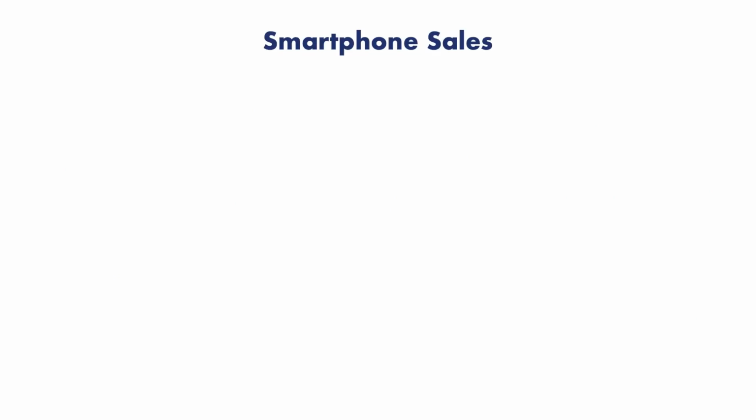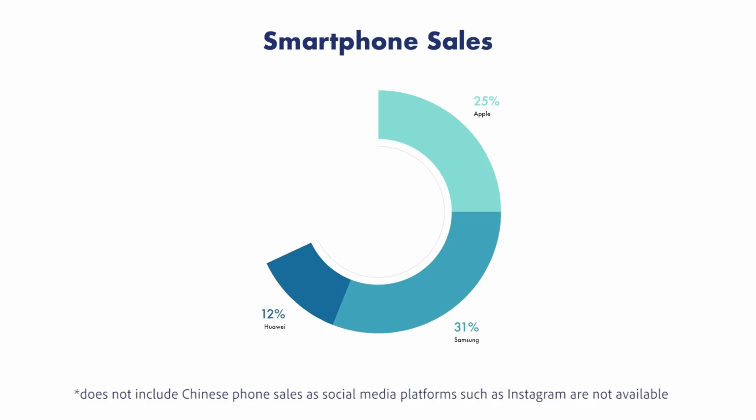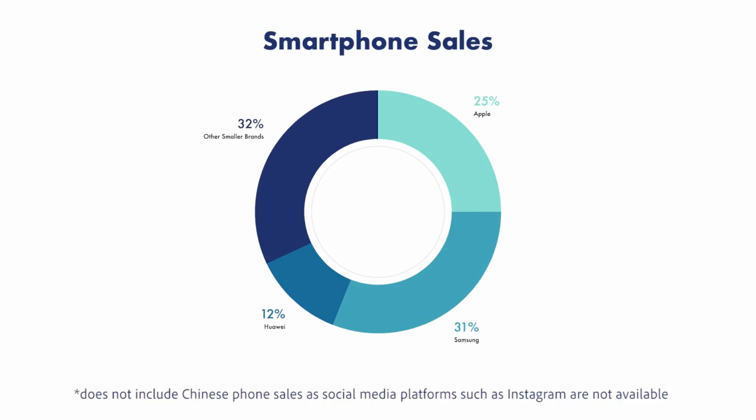So if we look at the percentage of mobile phone sales, we can deduce the type of devices mostly used for viewing. Apple have about 25% of the market share, Samsung 31% and Huawei about 12%. The rest is divided up in similar portions amongst many brands. So let's focus on Apple and Samsung devices and compare the visual appearance of Instagram as an app on those phones.